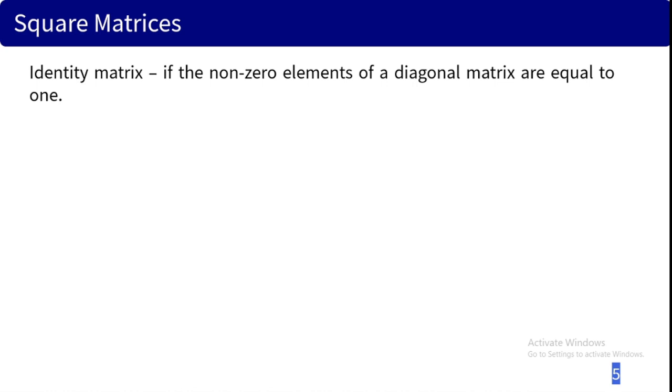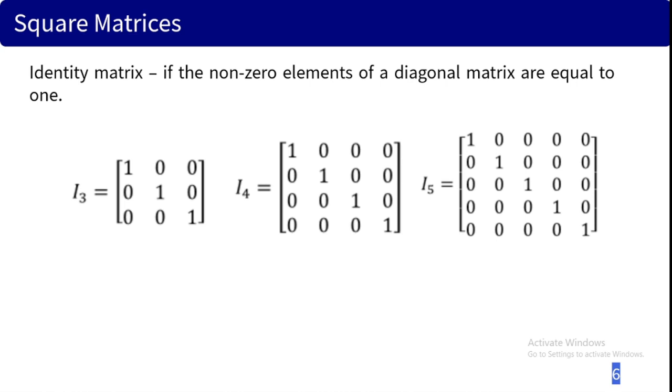If the non-zero elements of the diagonal matrix are equal to 1, the matrix is then called an identity matrix. There are several orders of an identity matrix, where n refers to the number of rows and columns. The notation used for identity matrices is I sub n. Below are examples of identity matrices where we can see that the subscripts represent the size of the matrix. So in this example, I sub 3 has the size of 3 by 3. Also with I sub 4 and I sub 5, where the subscript of I represents the size of the matrices.